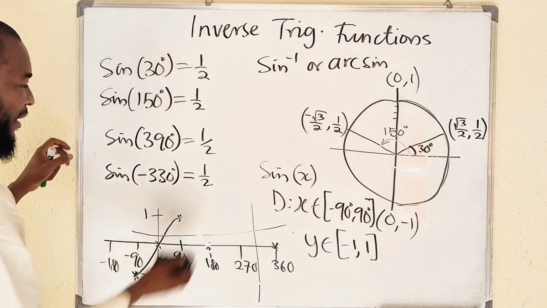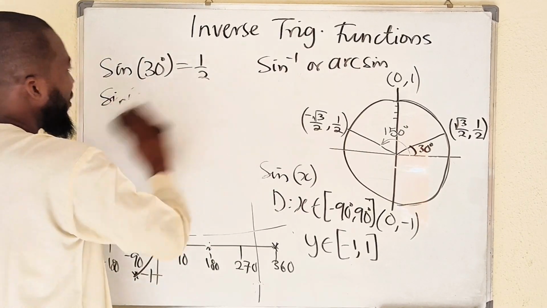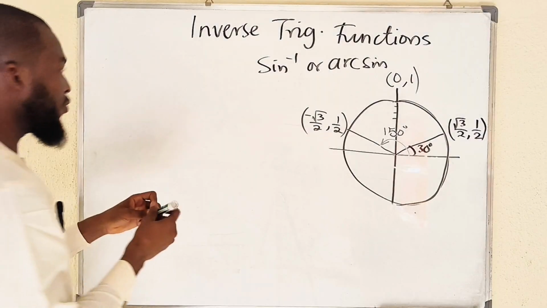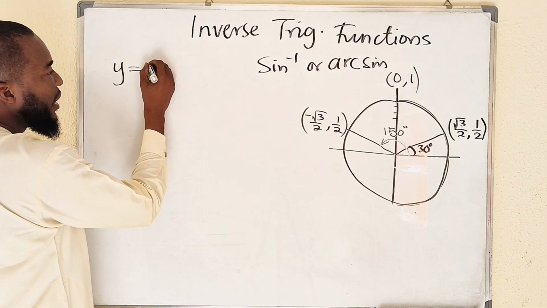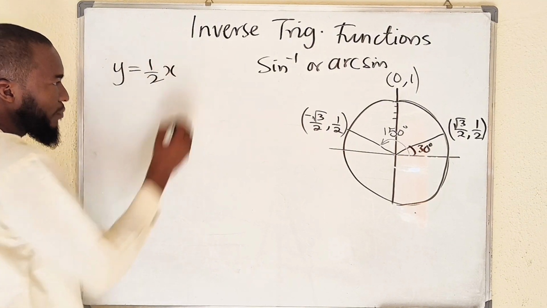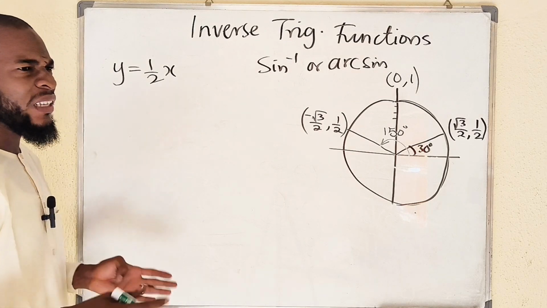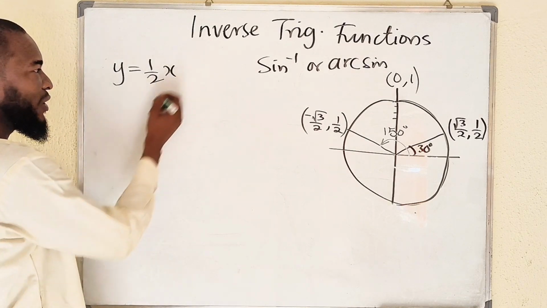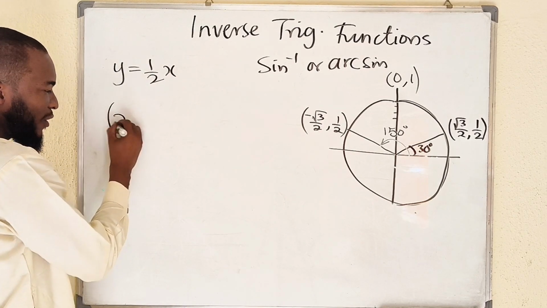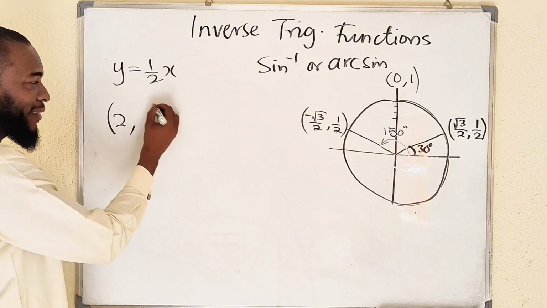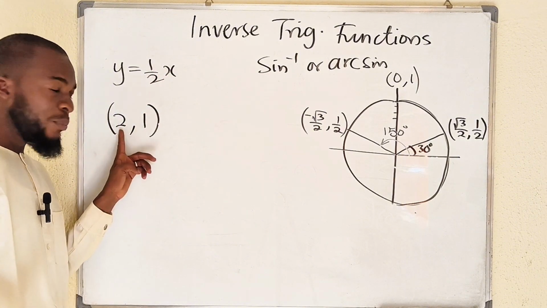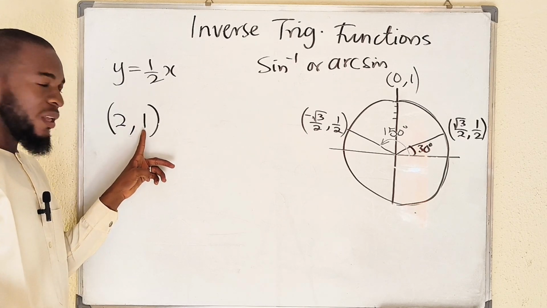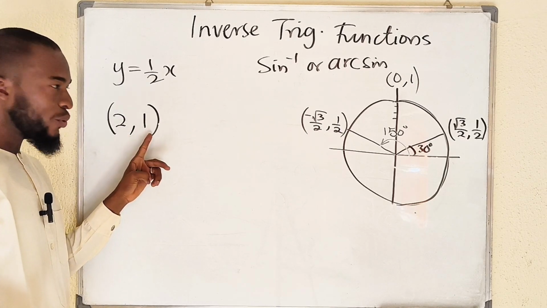Before we go to cosine, let me give you an example, something very important. Let's assume we have y equal to 1 over 2 x. Let us just think of any input. Let x be equal to 2. So x equal to 2. We want to find the value of y. Half of 2 will be 1. You see that the input is 2. The output is 1.